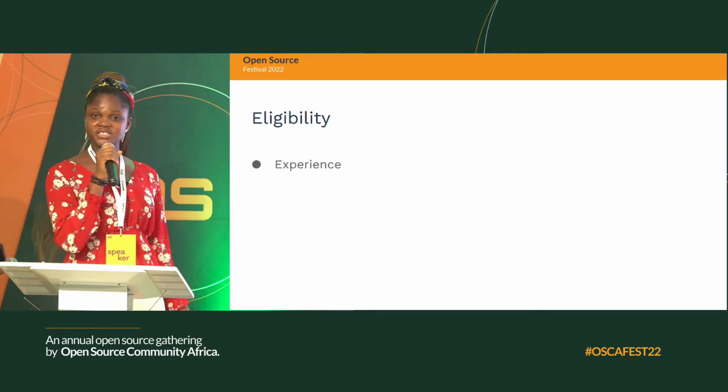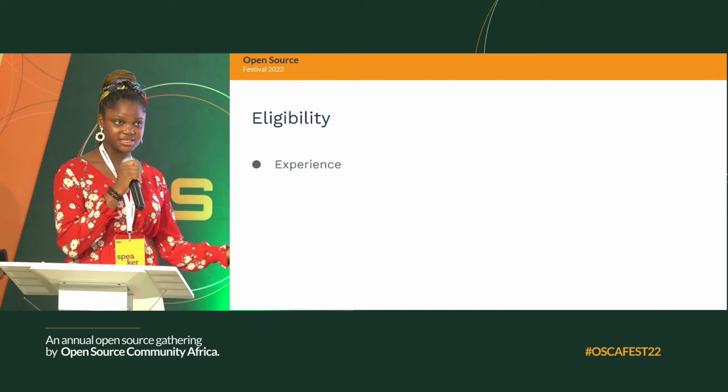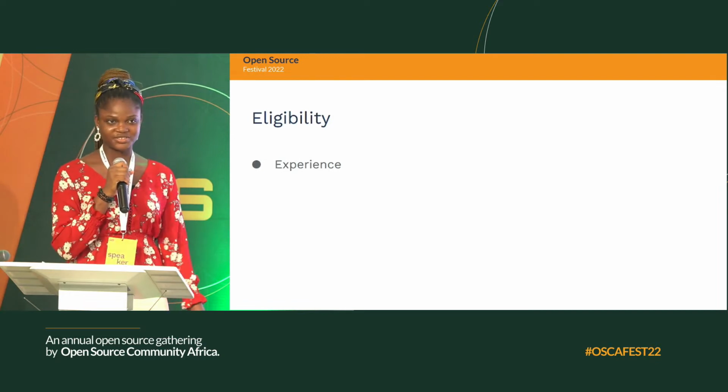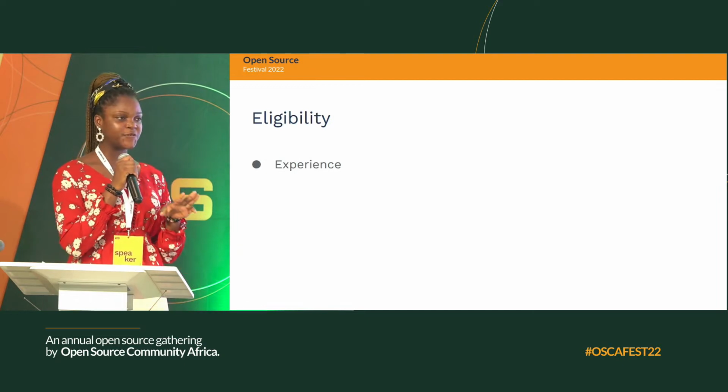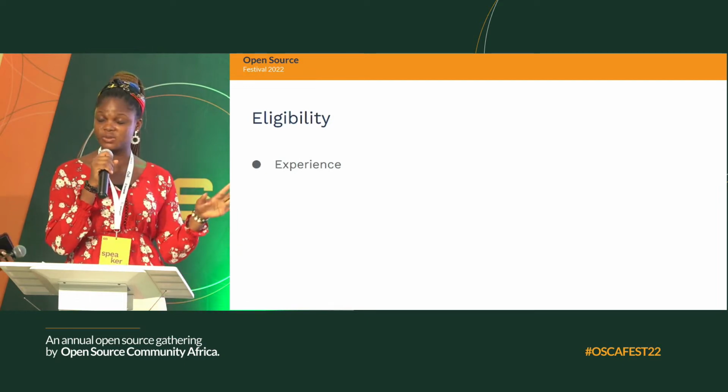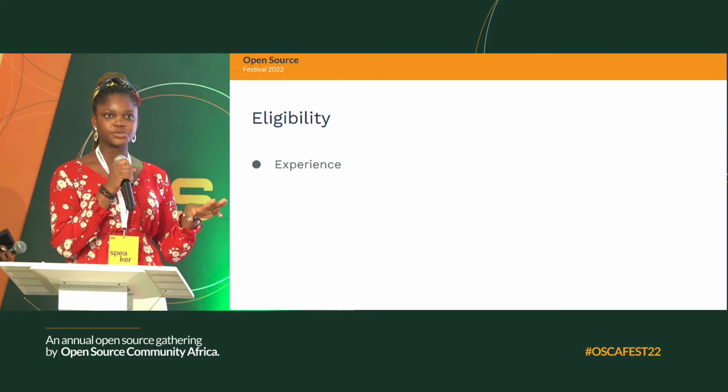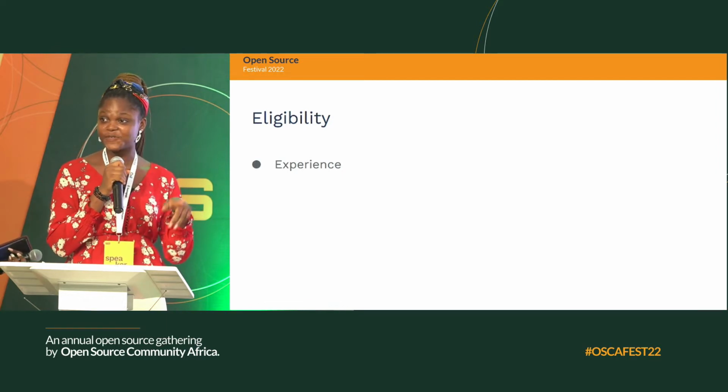Then another thing is university students. Some of us are students and we want to apply for Outreachy. Then what happens to us? Well, we must submit our school calendar and we must have 42 consecutive days free.